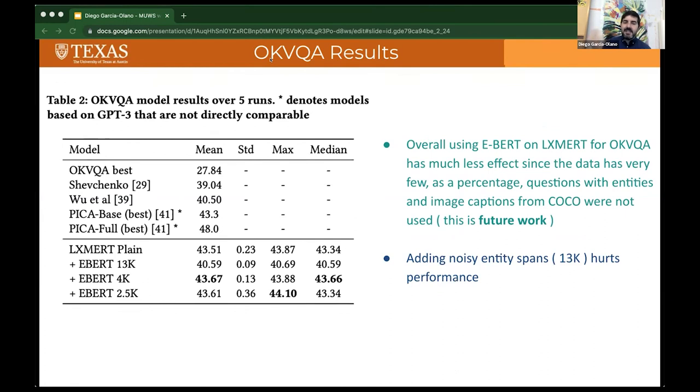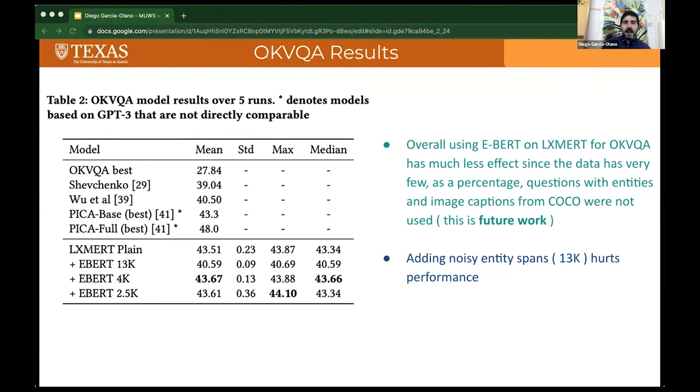And then I actually didn't use the image captions from COCO in my experiments here, so that would be for future work. But there is a negative example here: using the higher quality entity sets actually improves performance, doesn't hurt you, but using too noisy of entity spans could hurt your performance.